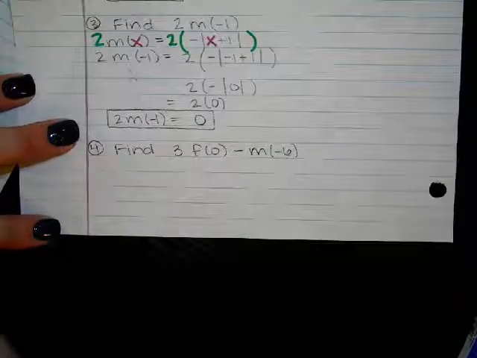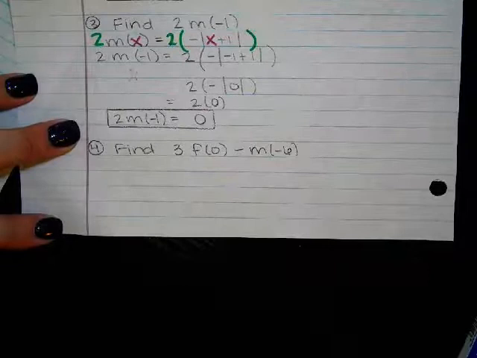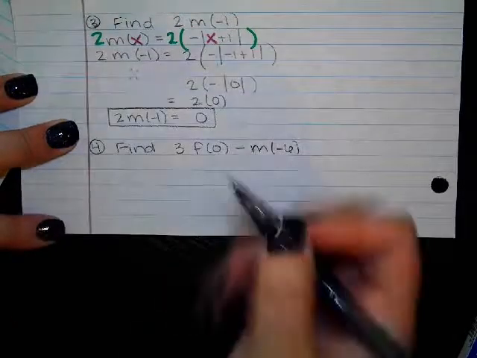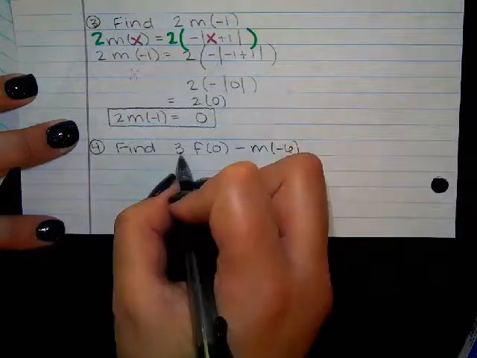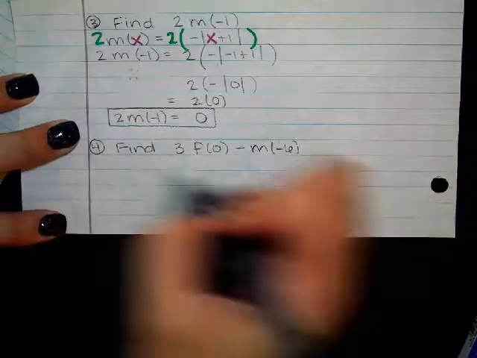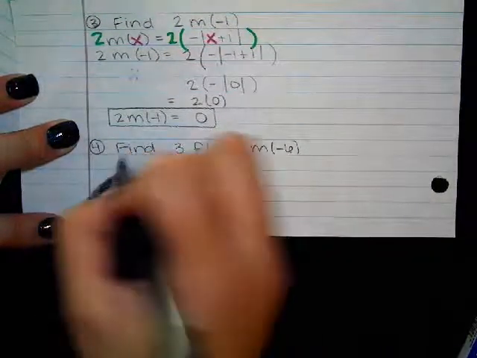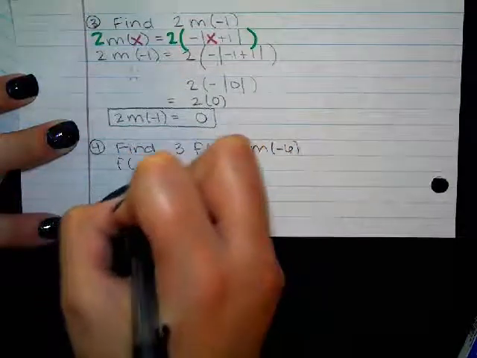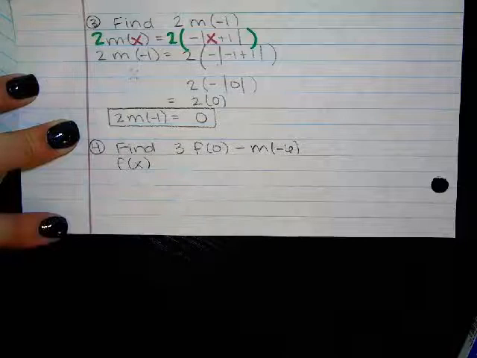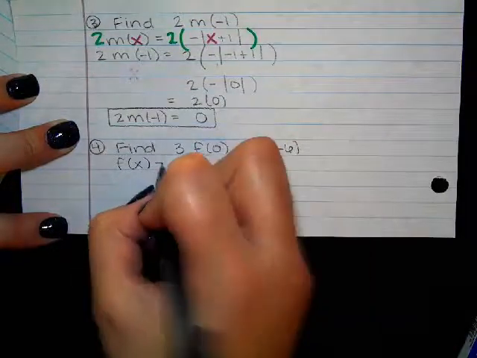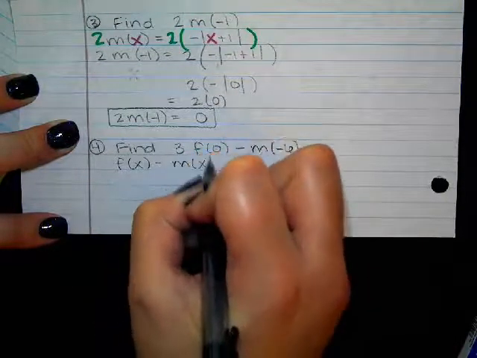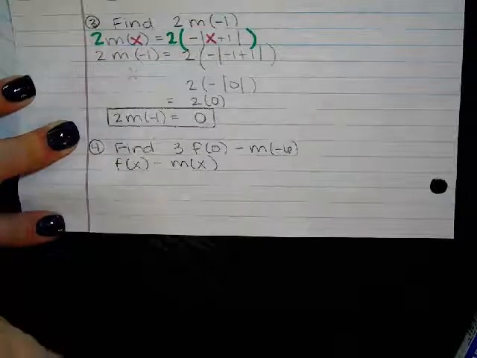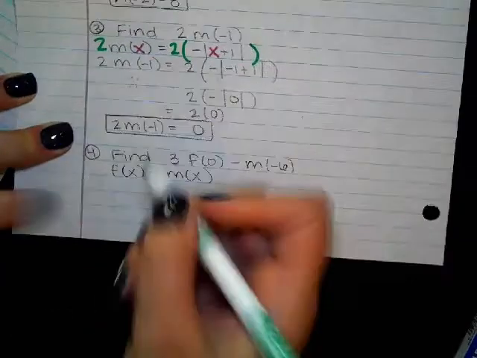So I'm going to go ahead and write this down. I have f of 0. I'm going to have a 3 in front of it, so I'm going to leave some space. So I'm going to have 3f of x minus m of x. I'm going to go ahead and write the 3 again with the green so I can really see what I'm doing here. So 3f of x minus m of x.